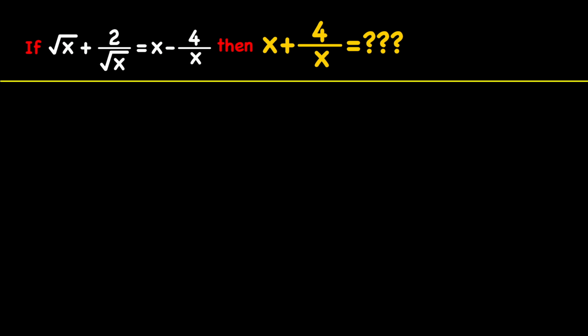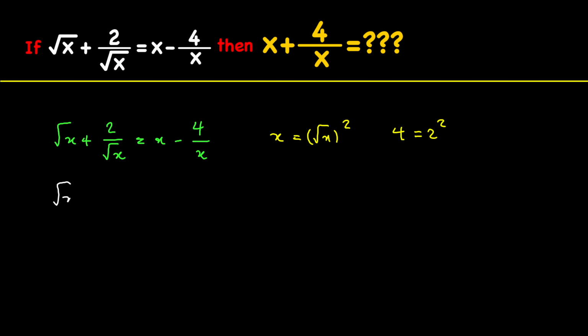So we are given that root x plus 2 over square root of x equals x minus 4 over x. Now, obviously, I can replace x with root x all squared, and I can replace 4 with 2 squared. So let's go ahead and do that on the right-hand side. On the left-hand side, obviously, we will have the same thing. So on the right-hand side, we will have square root of x squared minus 2 over square root of x, and then everything to the power of 2.